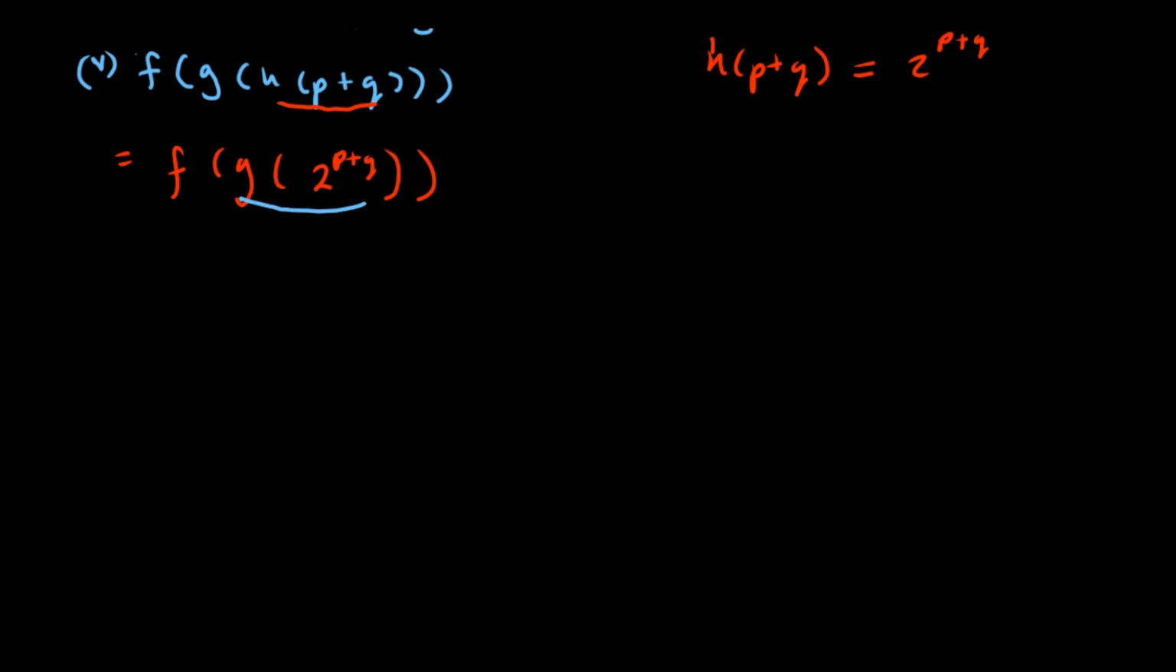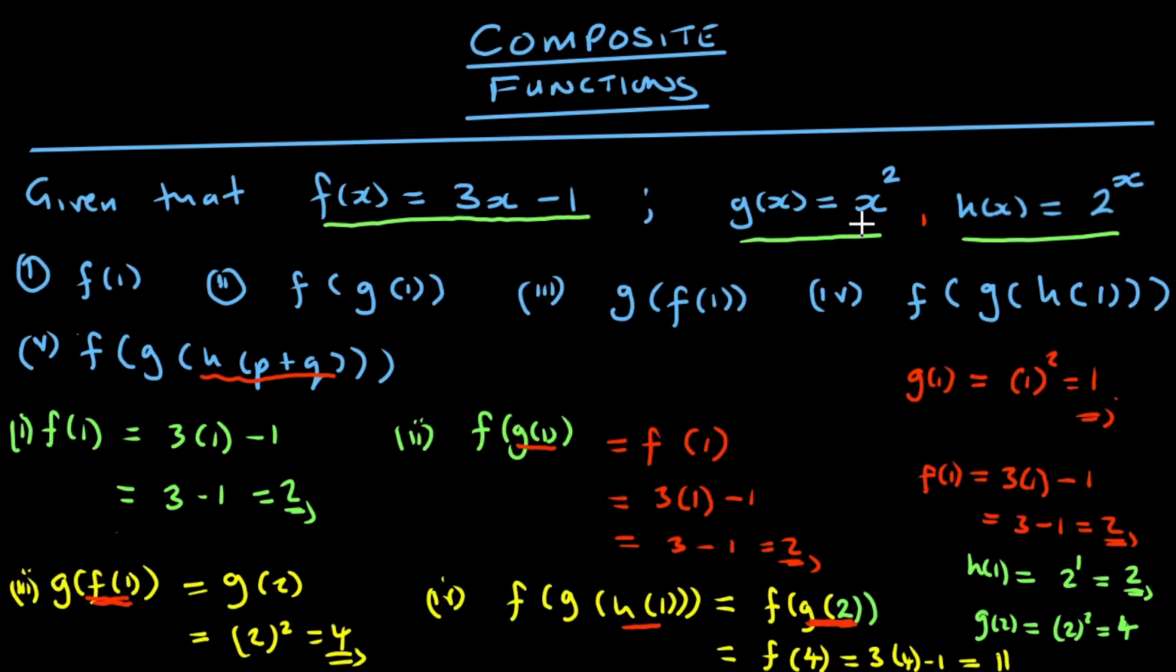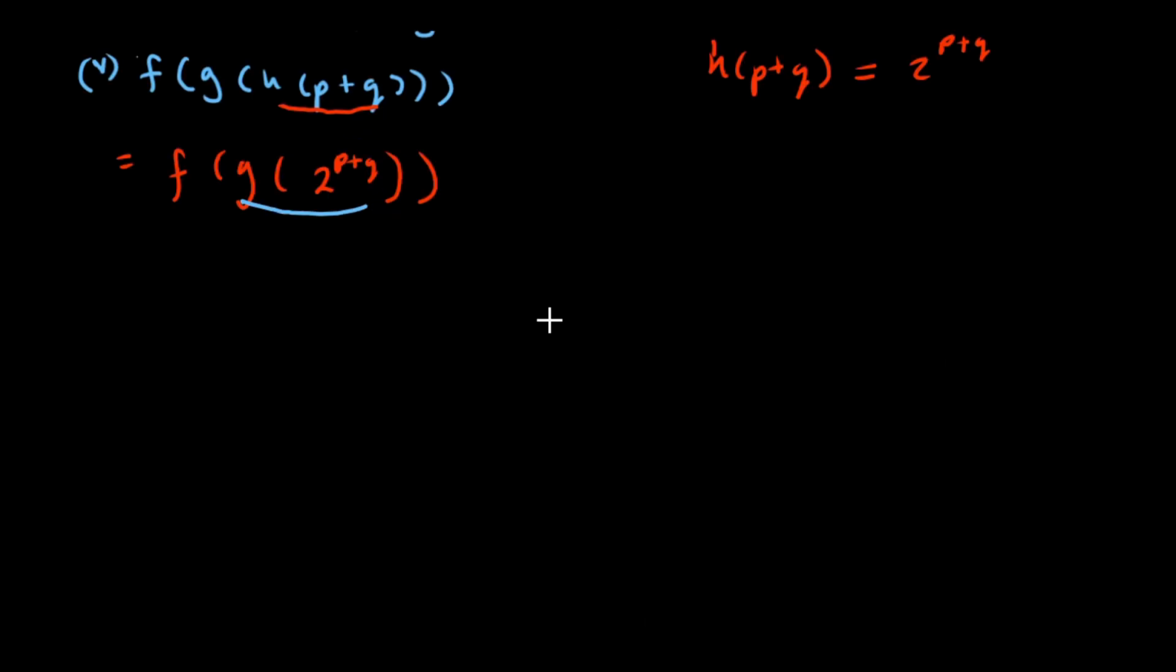This is g. So now I'm supposed to go to the graph of g. And wherever there is x, I'm going to plug in what's in that bracket. This is x squared. So x is going to be squared. So g of this one, I'm supposed to plug this one where there is x. So I'm going to deal with g of 2 to the power p plus q, right? And this is 2 to the power p plus q, then squared.